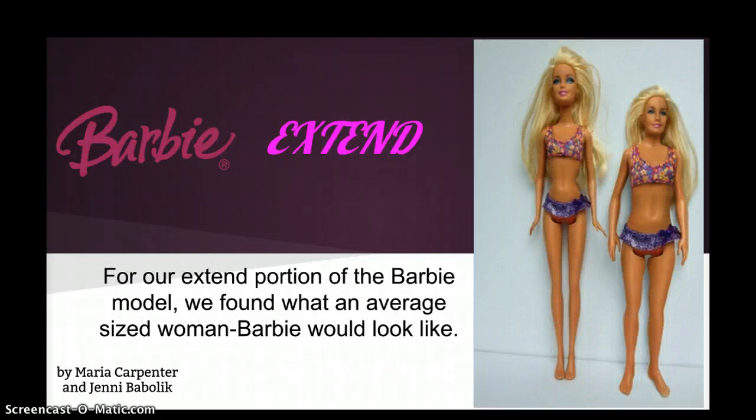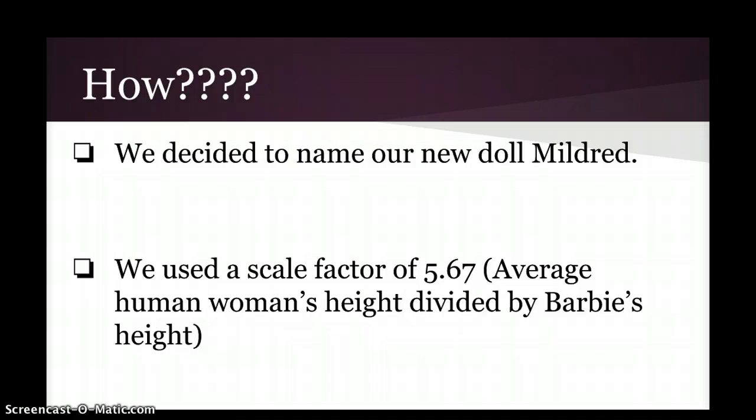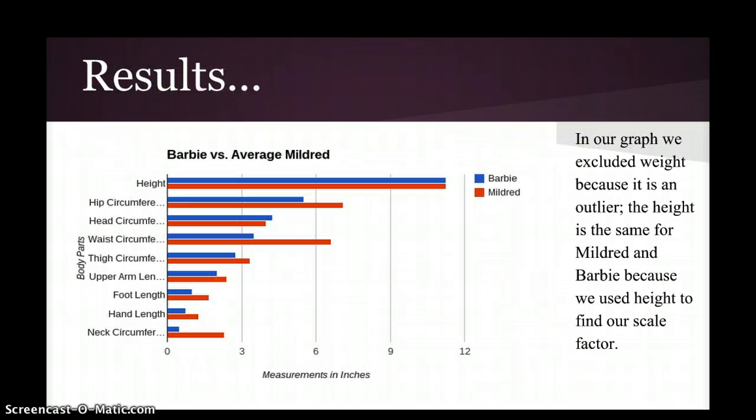For our extend section of the model, while everyone else scaled up, we scaled down to find out what an average-sized human would look like if they were a real doll. Our new doll's name is Mildred. To find the measurements of Mildred, we used a scale factor. The scale factor was found by dividing Barbie's height by the average woman's height. With this scale factor, we found the body measurements of an average-sized woman if she were the same size as Barbie. This is what we found.